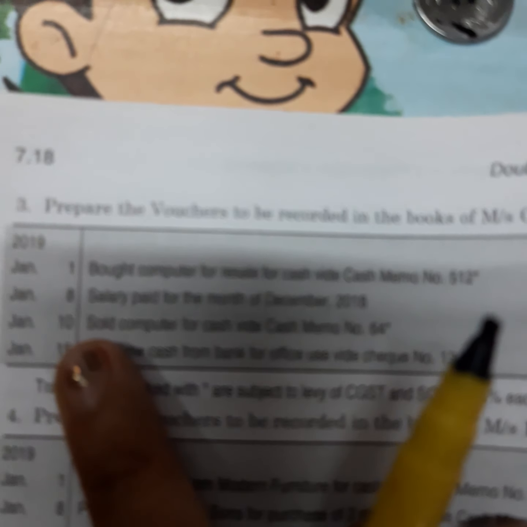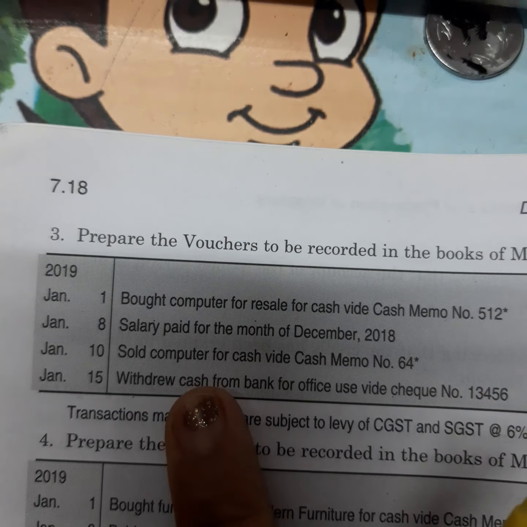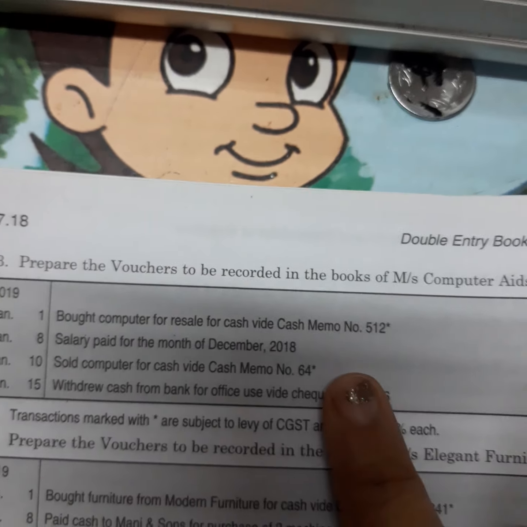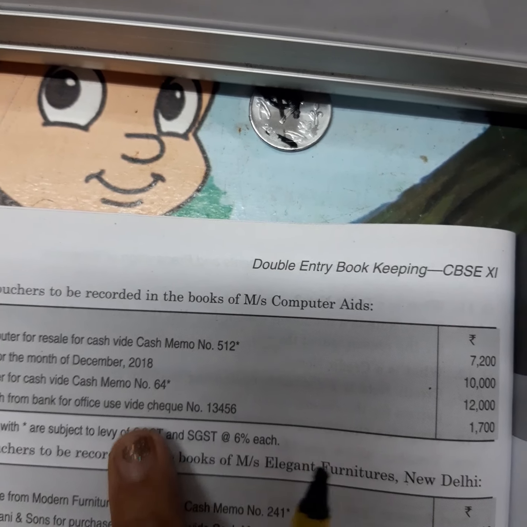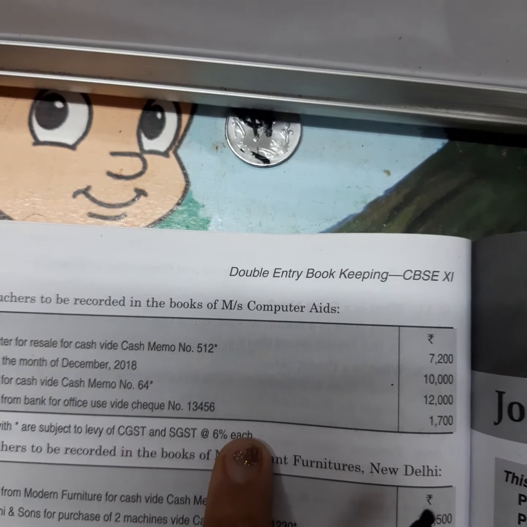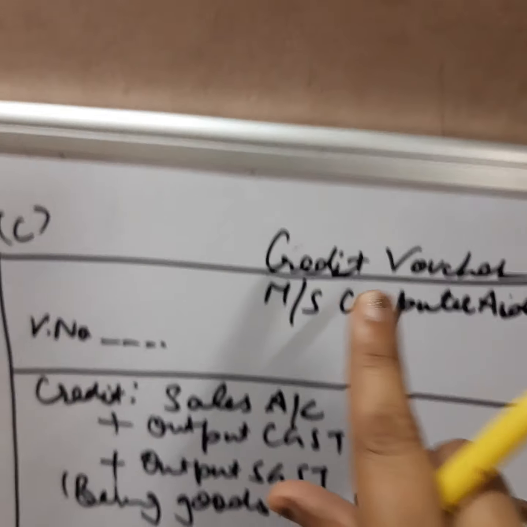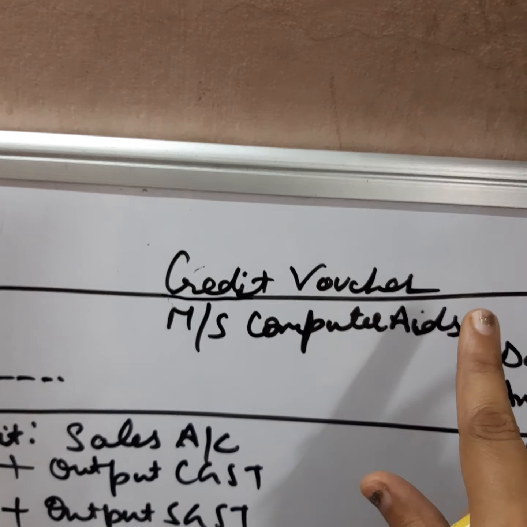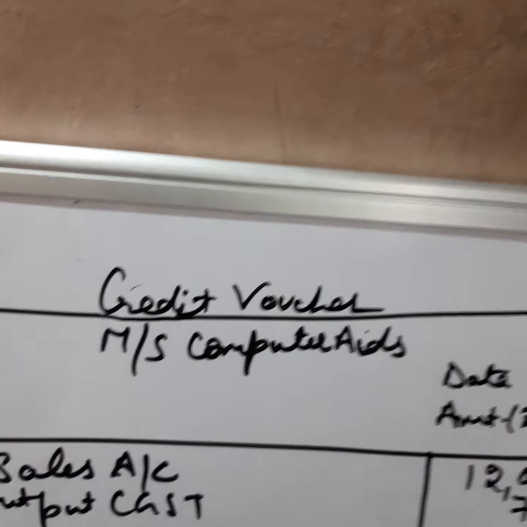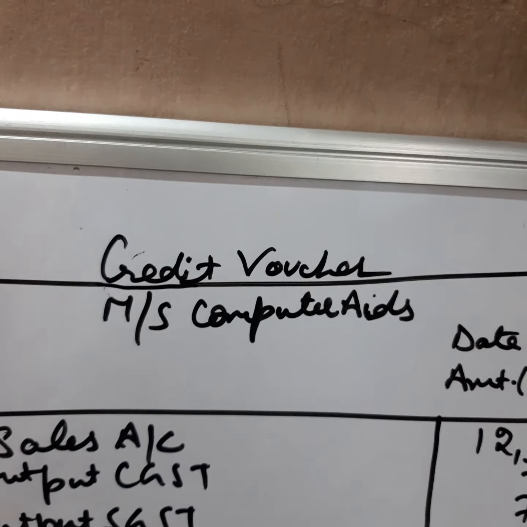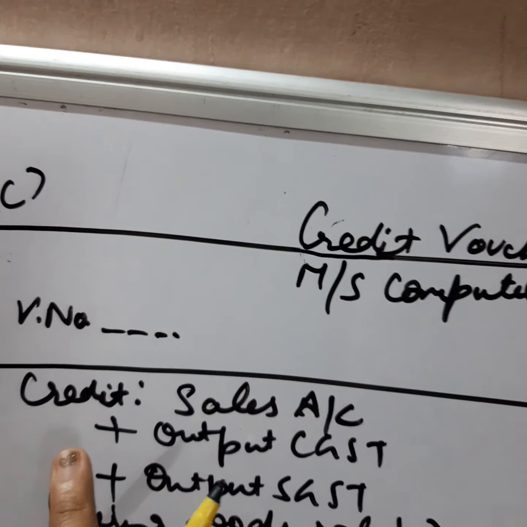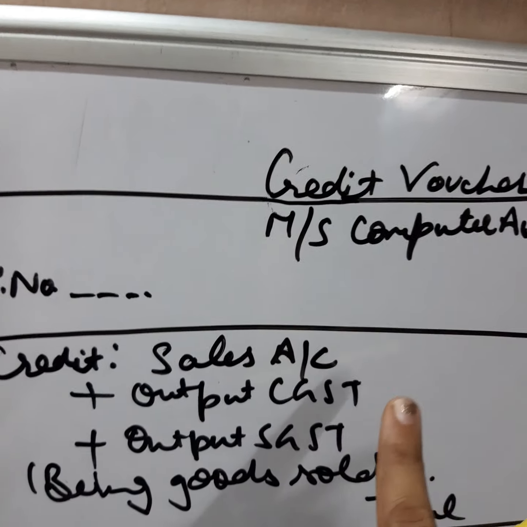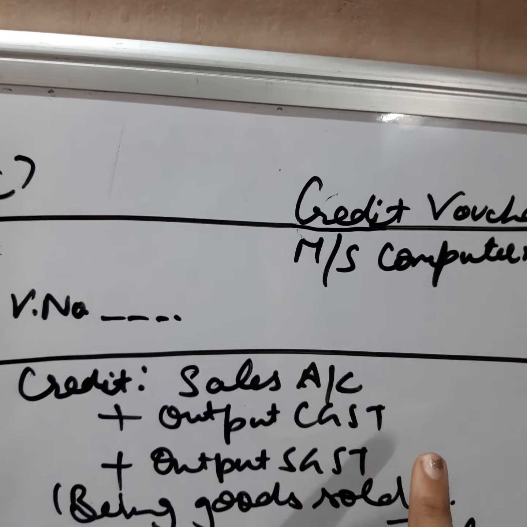Next, transaction number 3 on January 10th, that is sold computer for cash. That means we are making sales for rupees 12,000 and star is marked, so we have to apply GST over this transaction. So credit voucher will be prepared for this, because when we make sales, cash is coming into our business. Cash is being debited, so some other account is being credited. Here the other account is sales account. So on account of sales, we are receiving cash.